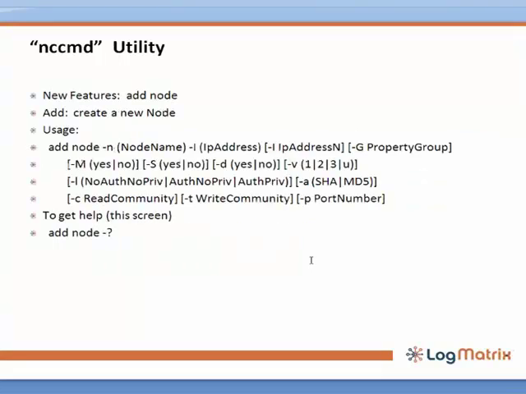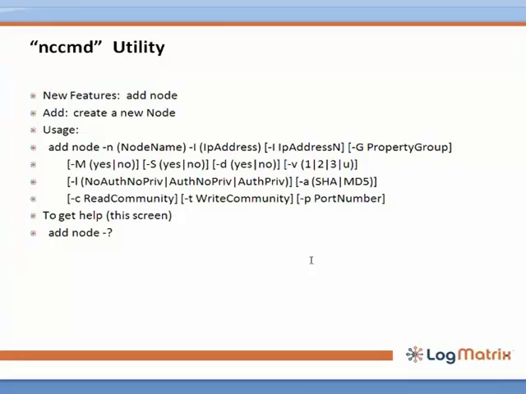The NerveCenter utility has some new features. You have the ability to add a node. Create a new node. Usage: you add node -N with a node name, -I with an IP address, -G with a property group, -M yes or no for managed, -S yes or no for suppressible, -D yes or no for deletable, -version V1, 2, or 3 for SNMP version.